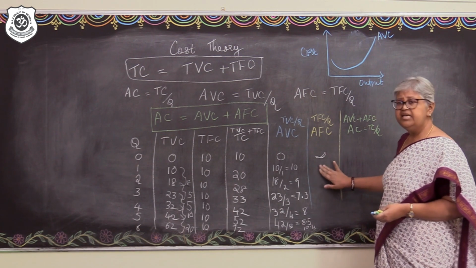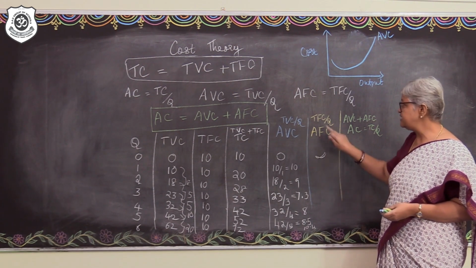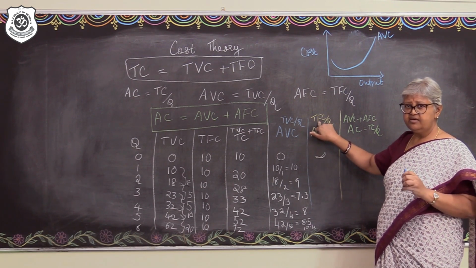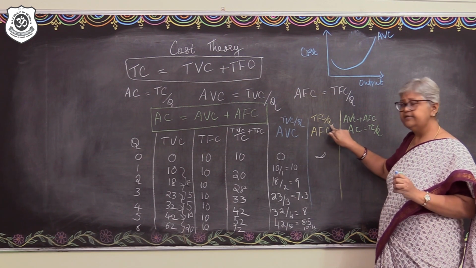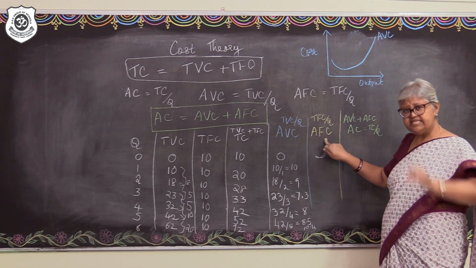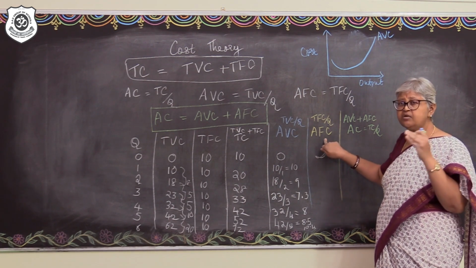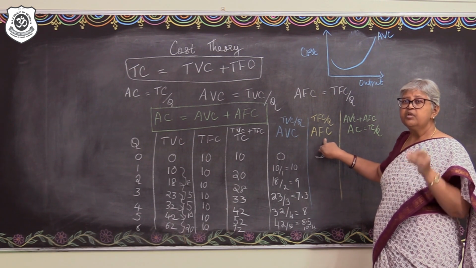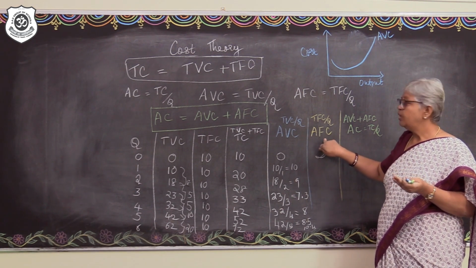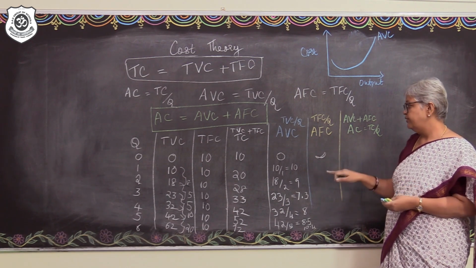So that will be reflected in the behavior of the average fixed cost. See, the numerator is going to be a fixed amount and then the denominator is going to keep increasing. AFC as a result will continuously fall. The average fixed cost curve will continuously show a decline, right?